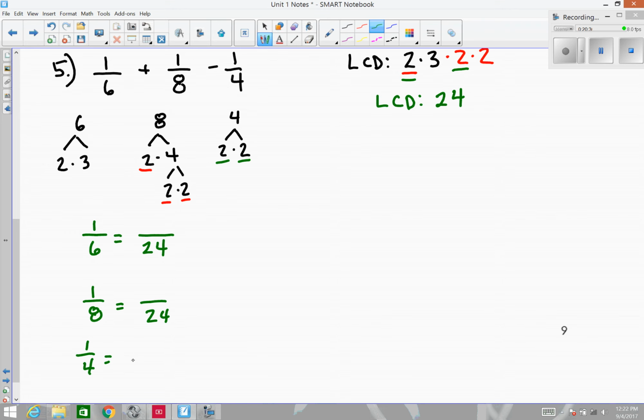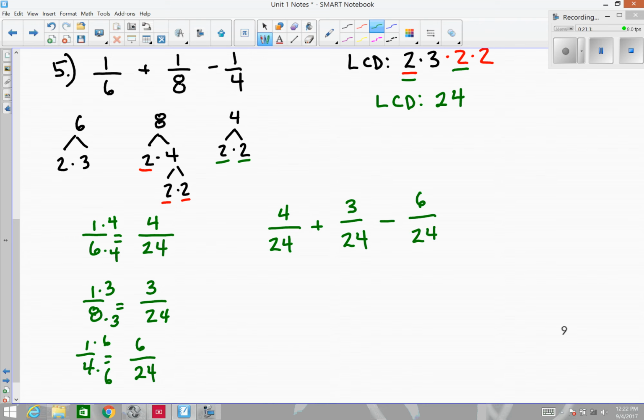Let's take a look at our 1/6. To get a denominator of 24, I multiply by 4 to give me 4/24. The 8 I would multiply by 3, so I get 3/24. And the 4 I would multiply by 6 to get 6/24. Rewriting my problem now, 1/6 is the same as 4 over 24. I'm adding to that 1/8, which is equal to 3 over 24. And then I am subtracting 1/4, which is equal to 6 over 24.